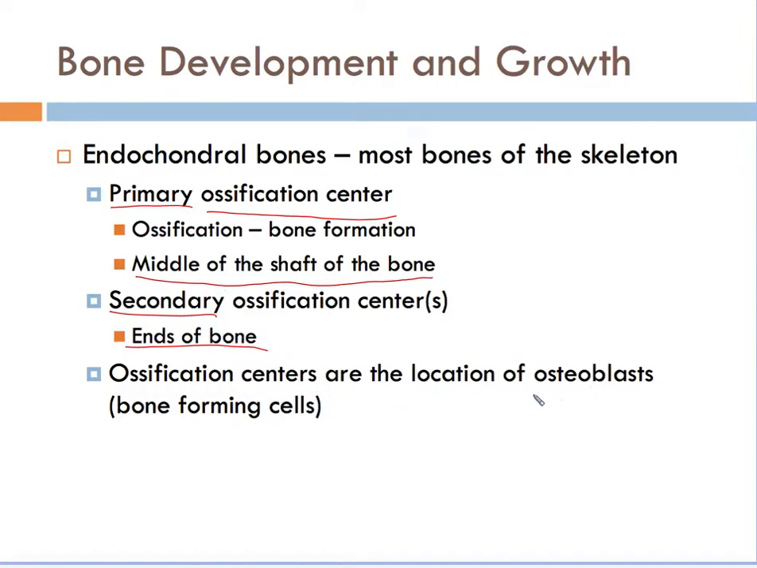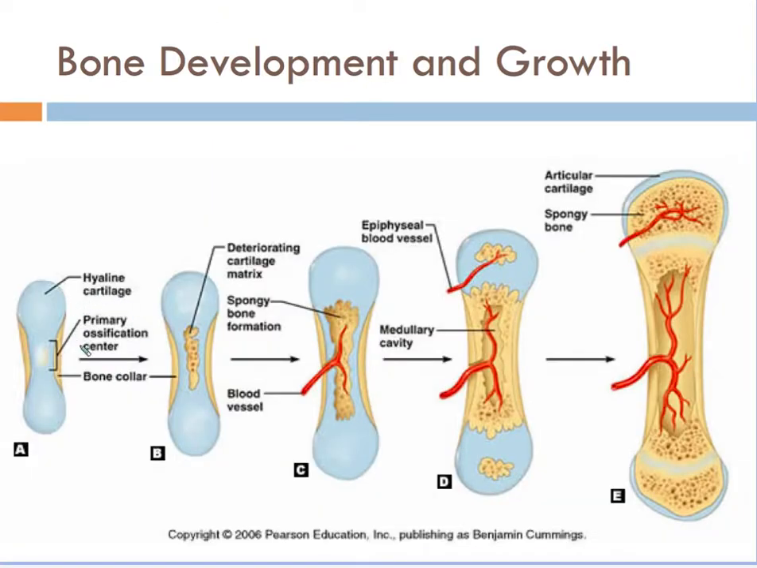This is where your osteoblasts are found, and they produce bone there, and that's how your bones get bigger, through those centers. This is showing you the progression. So as you grow, as you develop, you have a primary ossification center formed here. This is all cartilage, and you're going to form bone from it. The primary ossification center grows, begins to expand, and it breaks down the cartilage as it goes.